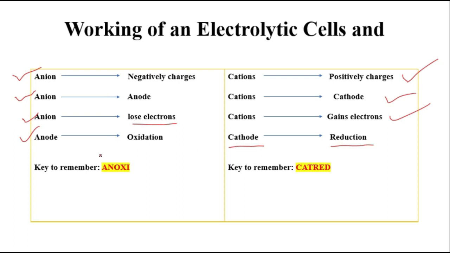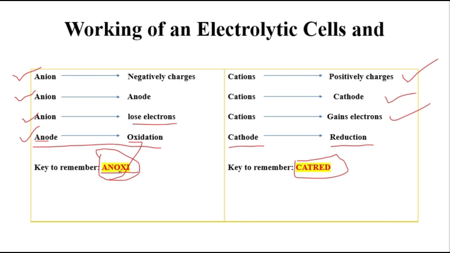I have made two important keys for remembrance, which can help us remember the reactions at the cathode and anode in the context of oxidation and reduction. Let's see the last point. There are three letters at the start of anode, that is ANO, and oxidation also starts with OXI. So in the word anoxy, AN stands for anode and OX stands for oxidation.